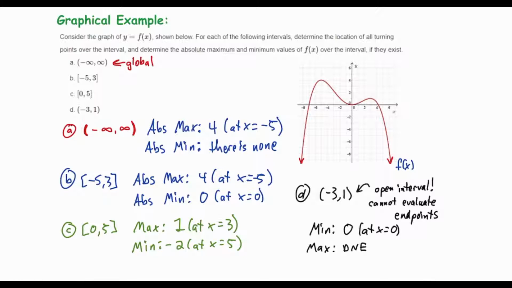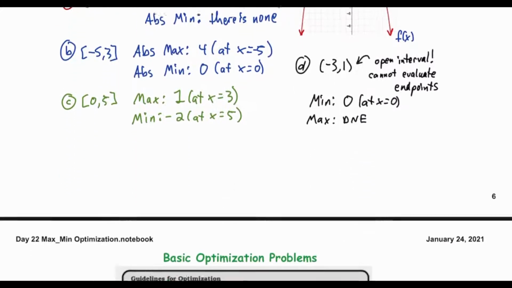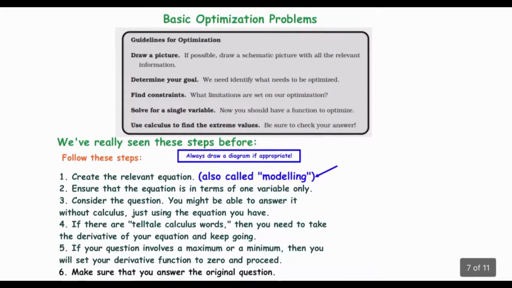So what was the purpose of all this? We just did a number of examples in the last couple videos learning about how to identify maximum and minimum points, or extrema. And the reason is that we want to be able to answer optimization problems. So what is going on with an optimization problem? What are we talking about? Let's find out.